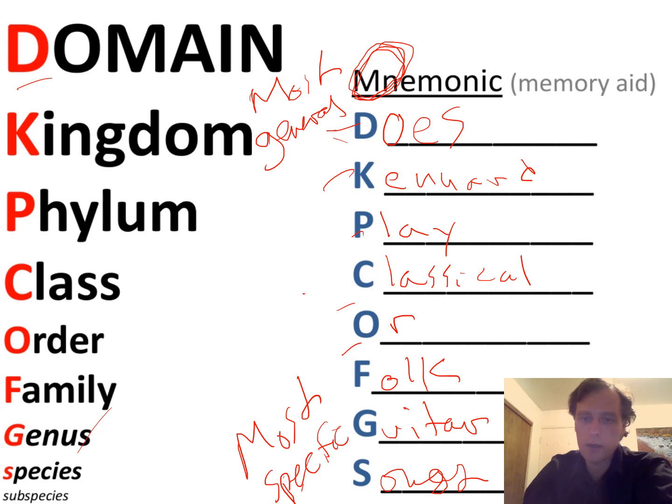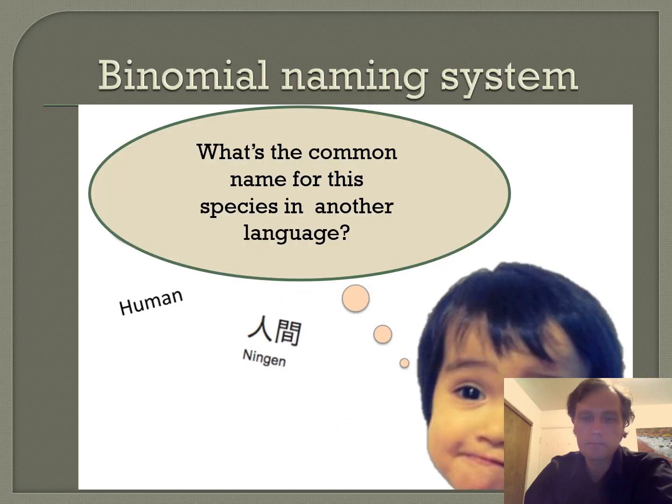Then in the middle, we could have things like class Mammalia. And then here we have something such as kingdom Animalia. And then as you get closer to the species level, you get more and more specific, such as Homo sapiens. The binomial naming system, this is how we name a species.